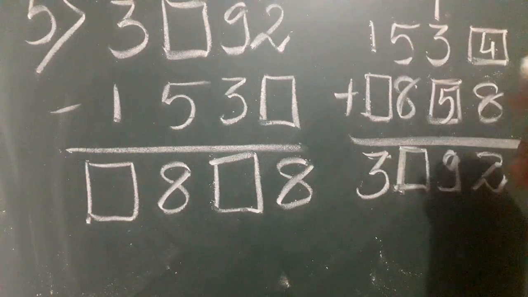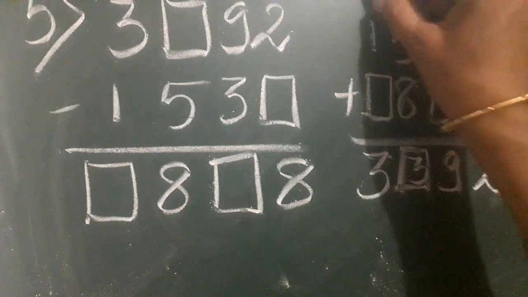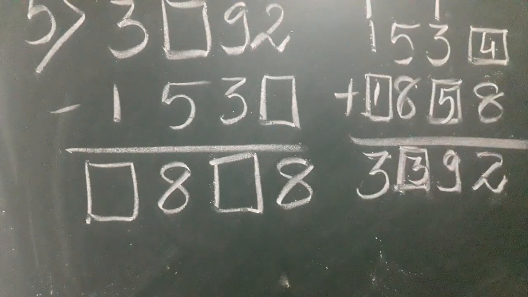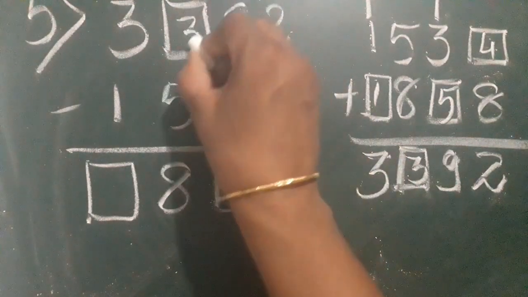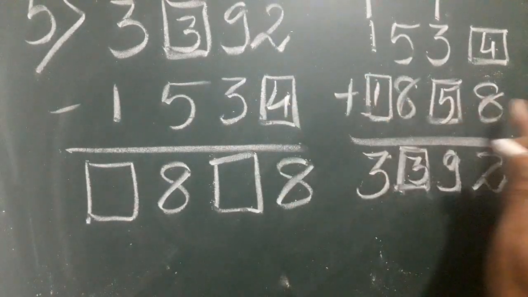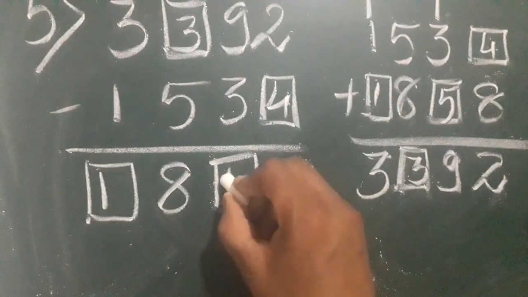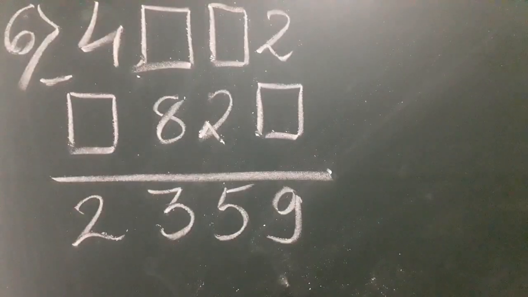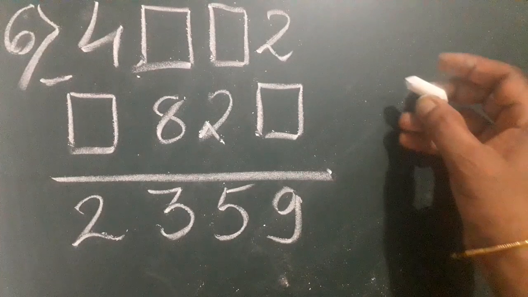8 plus 5 is 13. 1 carryover. 1, 2, and here 3 you want. So this should be 1. And now what is the answer? 3, 3, 9, 2. Here 1, 5, 3, 4 and 1, 8, 5, 8. So this is the answer. Now check this question and we will try to solve it.